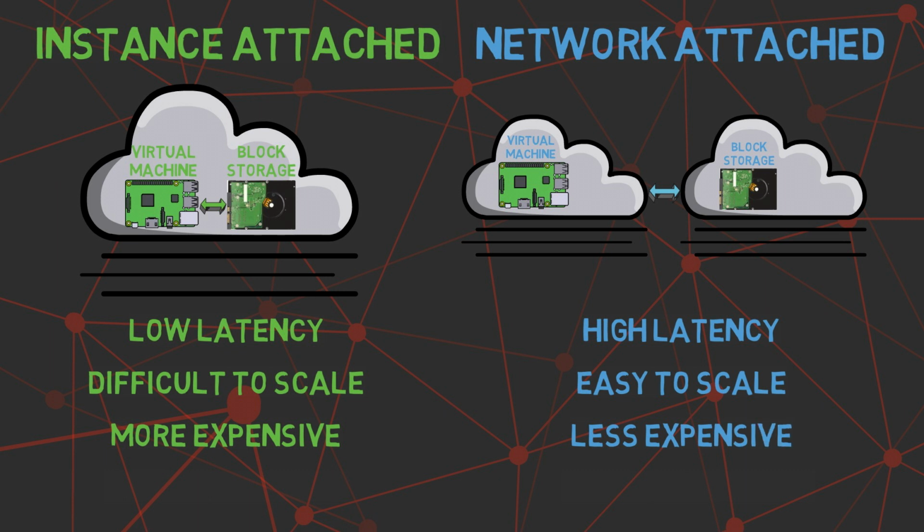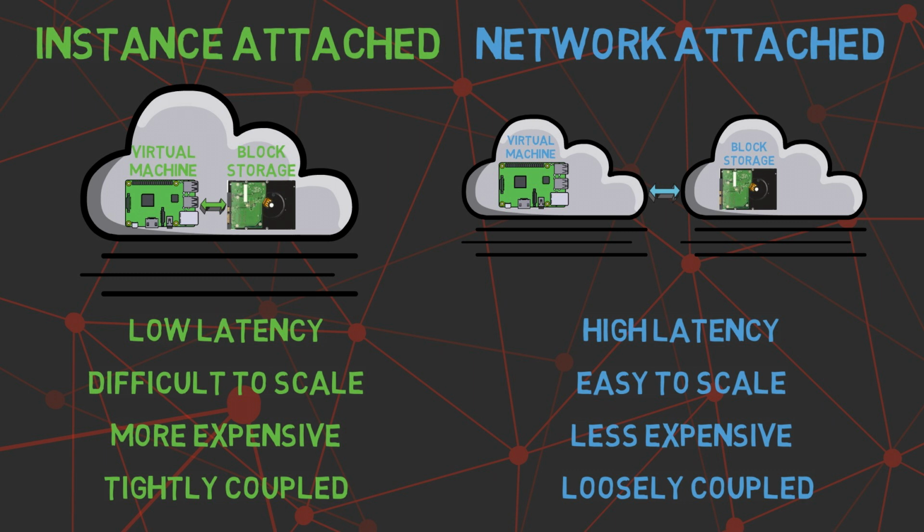With instance attached block storage, the storage is tightly coupled with the instance. It's not possible to attach an instance attached storage to a different instance. With network attached block storage, the storage is located independently from the virtual machine instances. Hence, the storage can be removed and attached to a different instance without any hassle.